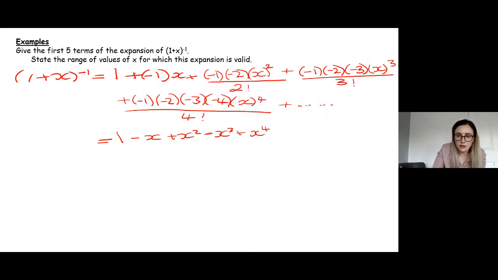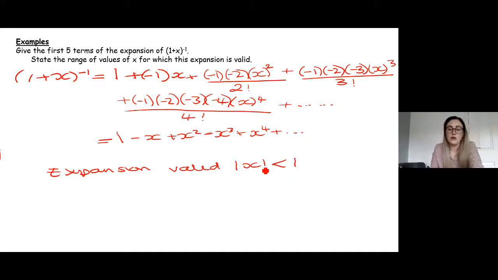I've lost my pen. So plus dot dot dot, and the expansion is going to be valid. So we take whatever value is here. For this, it's just going to be x. So the modulus of x is going to be less than 1, which is what this referred to here. So that's going to be our expansion for that one. So not too bad, just fill in the formula with what you've got, and then the only tricky part is what the expansion is valid for.